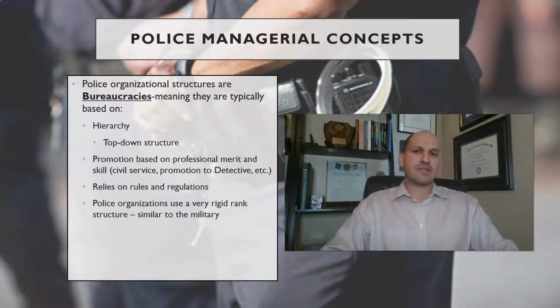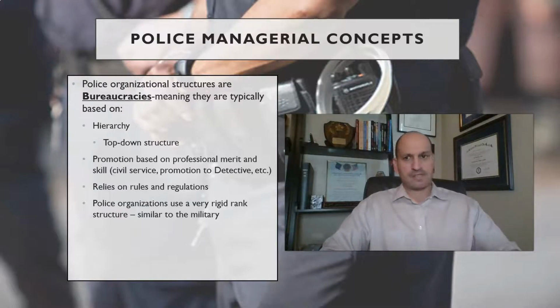So bureaucracies in the classical meaning really refer to organizations that are top down. They have a hierarchy. There's a certain structure to them. They're government run. Promotion is supposed to be based off of merit and skill, like the civil service orientation. It relies very, very heavily on rules and regulations. And police organizations use a very, very rigid rank structure, similar to the military.